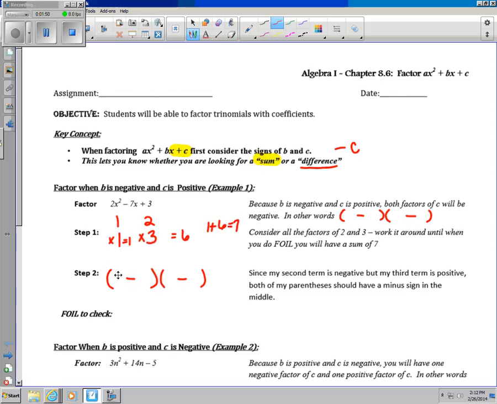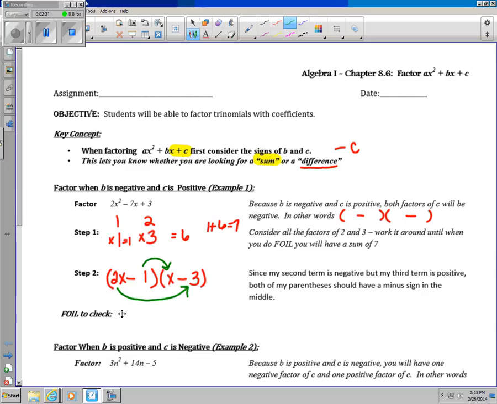So my 2 and my 3 need to be multiplied together. So I'm going to go ahead and place my 2x here and my 1x there because that's my factor for my first term. This gives me 2x times x, giving me 2x squared, which is what I need. So that leaves me with a 1 here and a 3 here, and that is because I need to have negative 6x when I FOIL and a negative x when I FOIL here. When I do my outer and my inner, I get negative 6x and a negative 1x for a total of negative 7x. Okay? But we are going to FOIL to check.